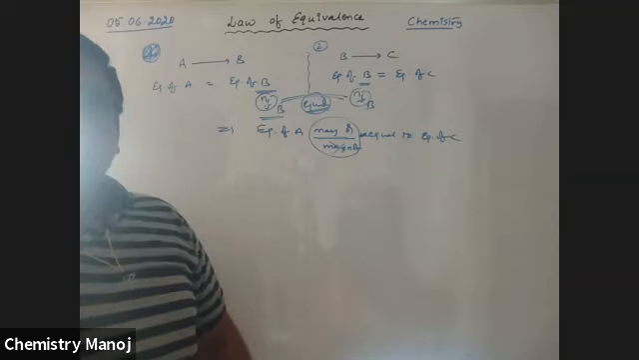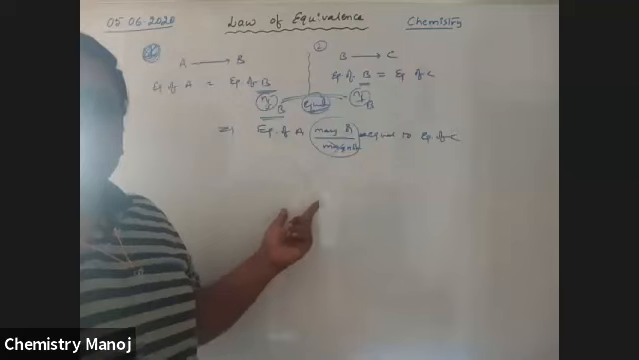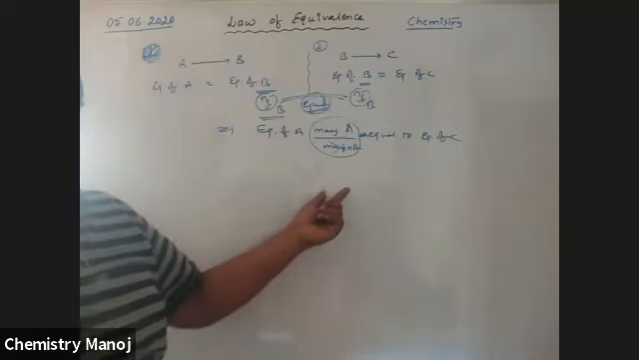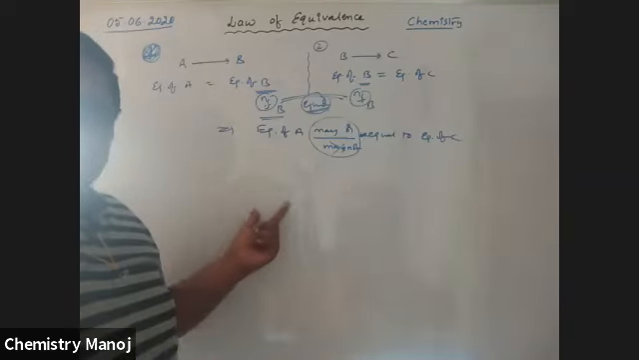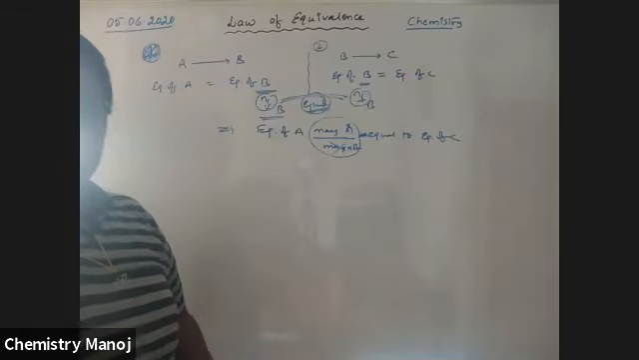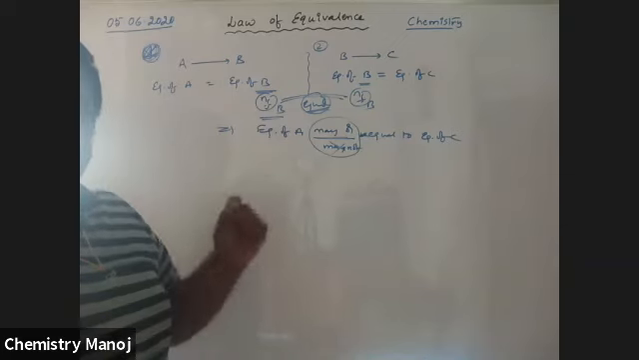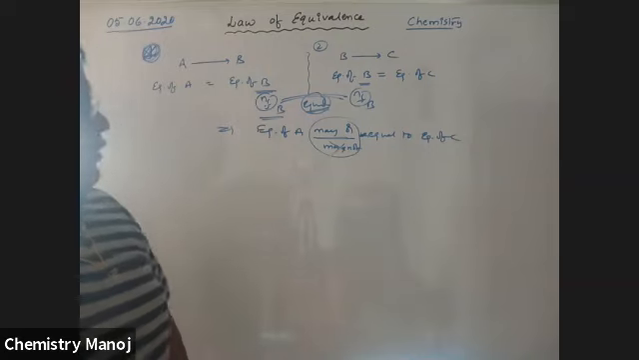Here I wrote three formulas. First, number of moles of A by number of moles of B is equal to n factor of B by n factor of A. Next, mass of A by mass of B is equal to equivalence of A by equivalence of B. These two are very, very important. Third formula: number of gram equivalence is equal to n into n factor. What about this?